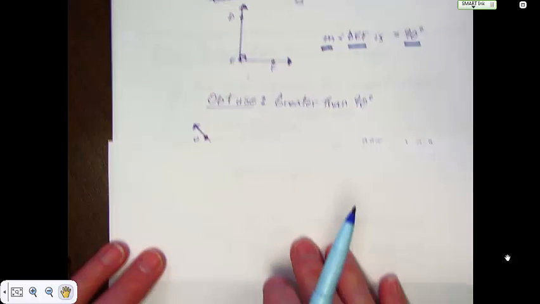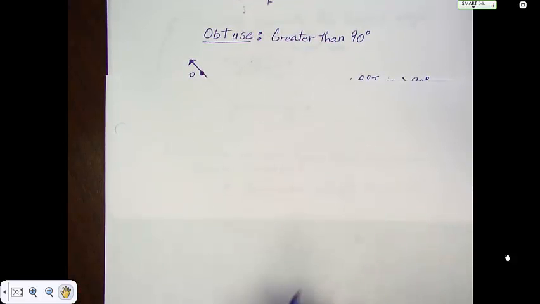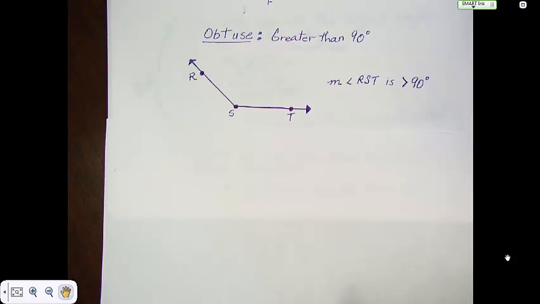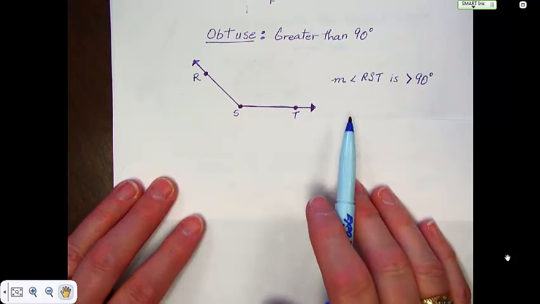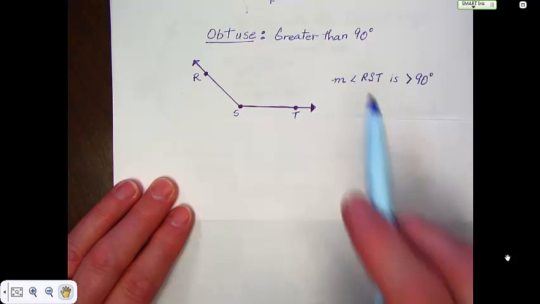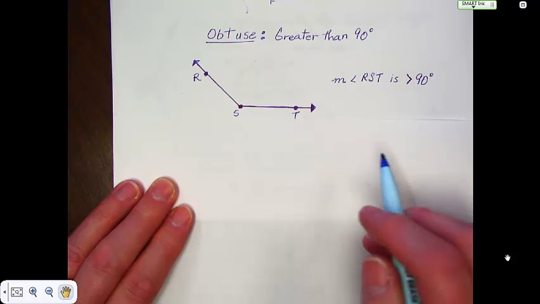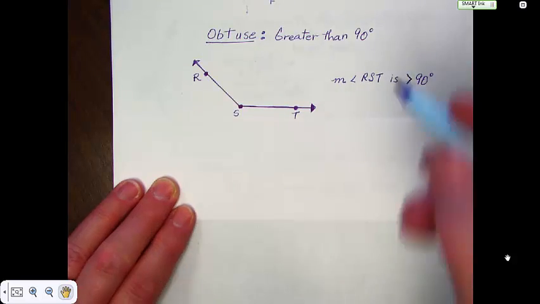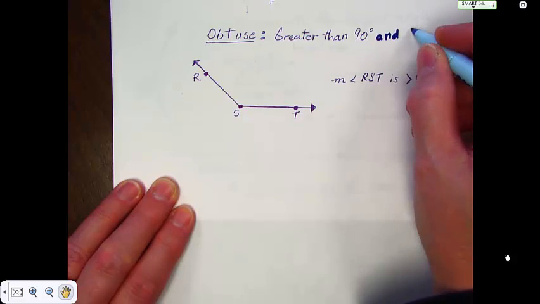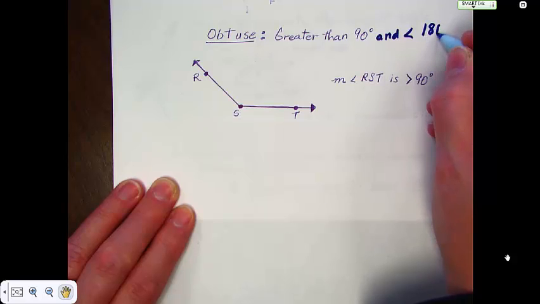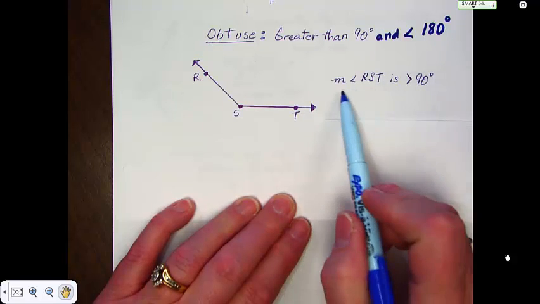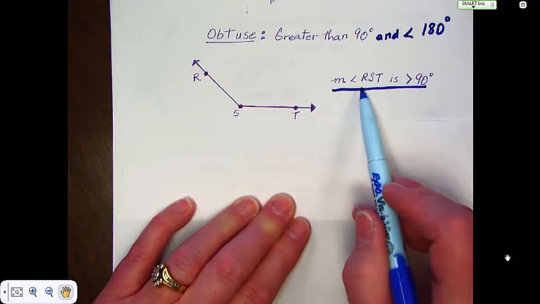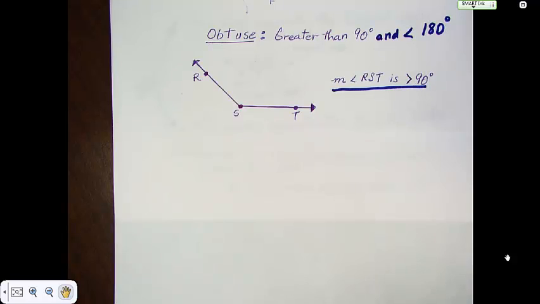The other type of angle that we are familiar with and that we use quite a bit is called the obtuse angle. And obtuse is really obtuse. It's big, it's round, it's a very large angle. An obtuse angle is greater than 90 degrees and less than 180, because 180 degrees is a different kind of angle. Be sure you have an example of this drawn in your notes, and here is how you would say it: the measure of angle RST is greater than 90.